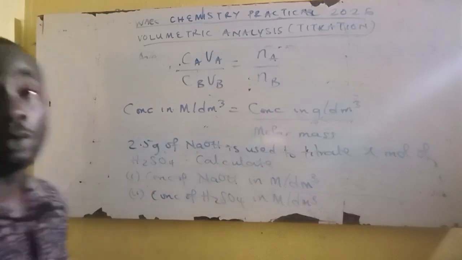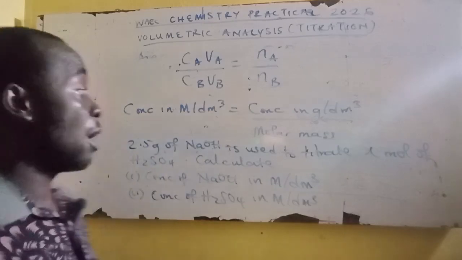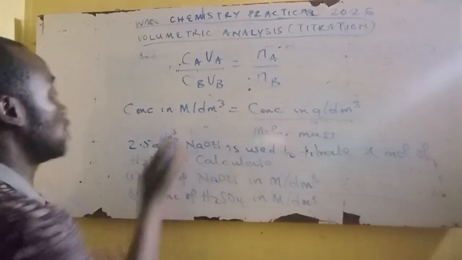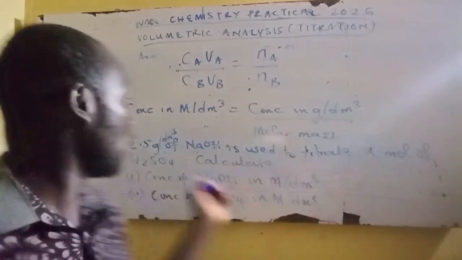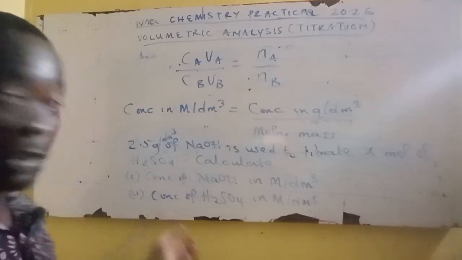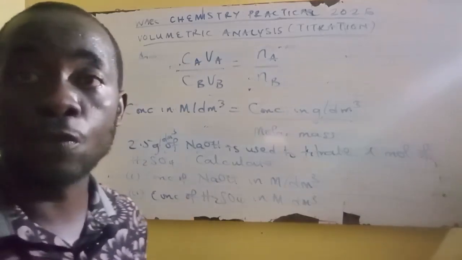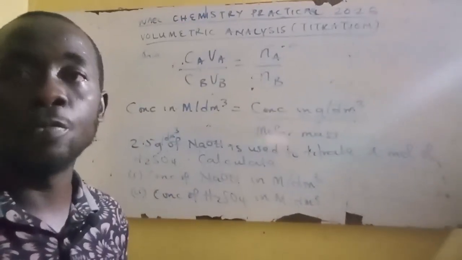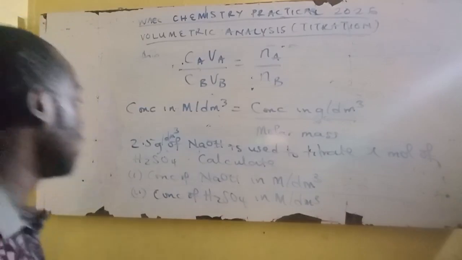How do we run this one? We have already got the 2.5 grams. Let me just say per dm cube. So 2.5 gram per dm cube of NaOH is used to titrate X mole of H2SO4. Calculate the concentration of NaOH in moles per dm cube and the concentration of H2SO4 in moles per dm cube. Now, how do we go about it? It's very simple.